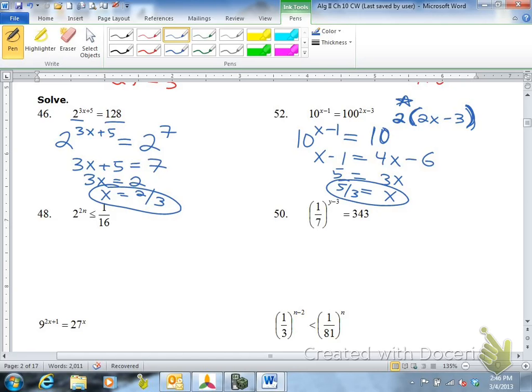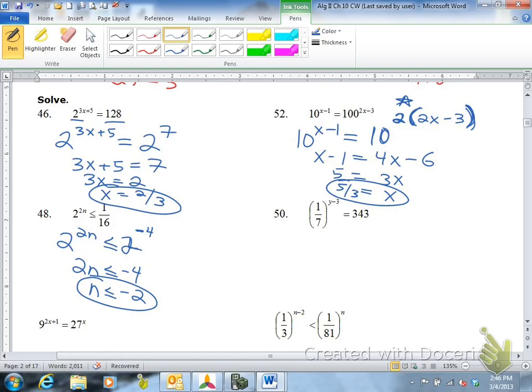For the next one, 1/16 is a fraction, so you want to change that. You'd have 2 to the 2n is less than or equal to 1/16, which would be 2 to match the base of the other two. 2 to the what? It's a fraction, so we need a negative. And 16 compared to 2, 2 to the 4th is 16, so you need a 4. Once those are the same, you have 2n is less than or equal to negative 4, so n is less than or equal to negative 2.